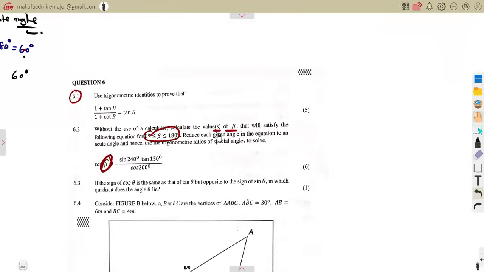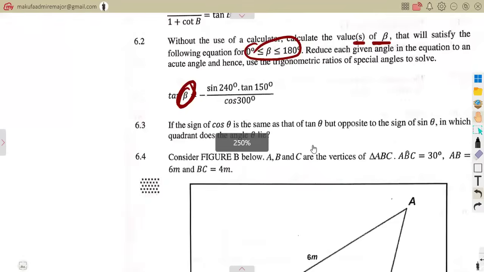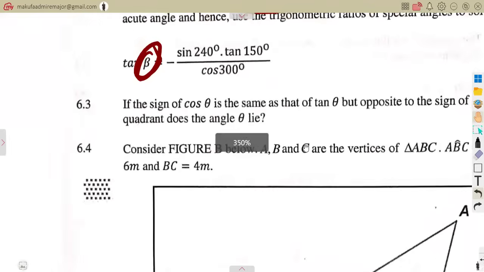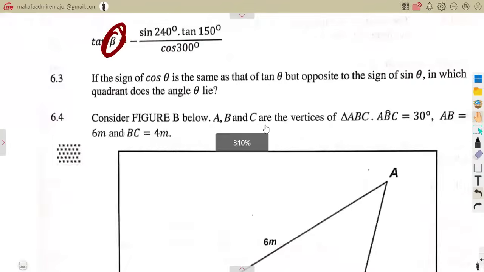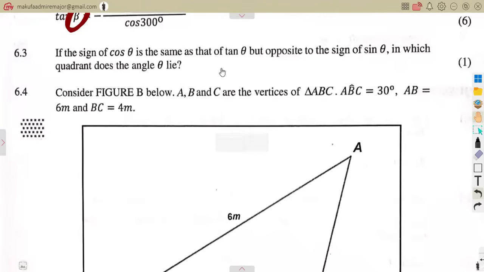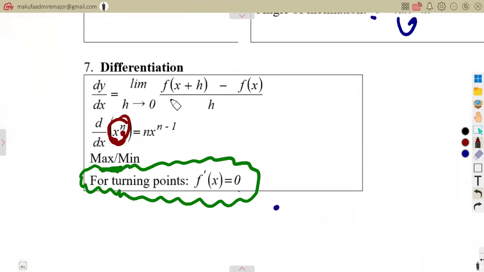All right. 6.3. We are given that the sign of cos is the same as that of tan. Cos and tan have the same sign, but opposite to the sign of sine theta. In which quadrant does theta lie? Cos and tan, they are the same. They've got the same sign.